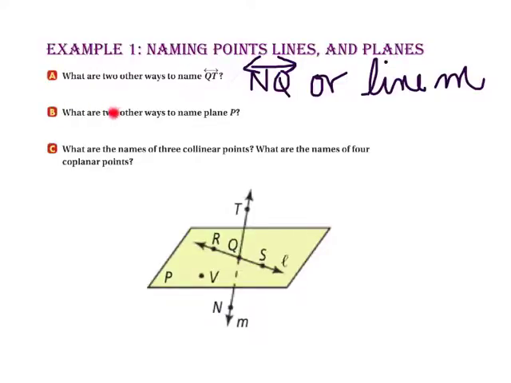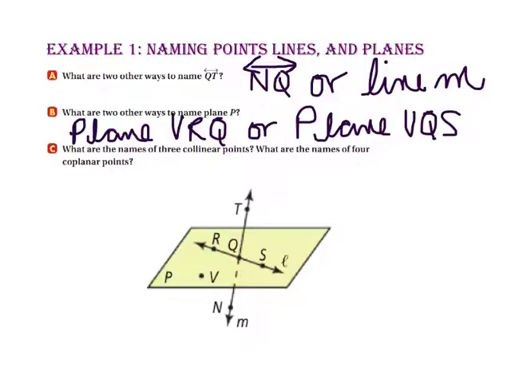Next, what are 2 other ways to name plane P? Remember, you can name a plane with a capital letter, which is what they've done here, or with any 3 non-collinear points. Since we have point V, point R, point Q, and point S on the plane, let's choose 3 of them that aren't on the same line. How about V, R, and Q for plane VRQ? Now, let's choose 3 other non-collinear points. So how about V, Q, and S for plane VQS?